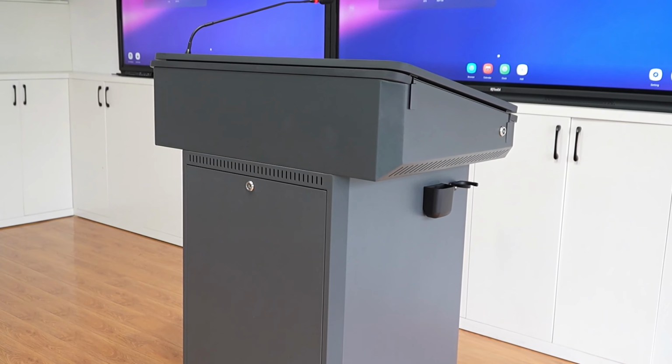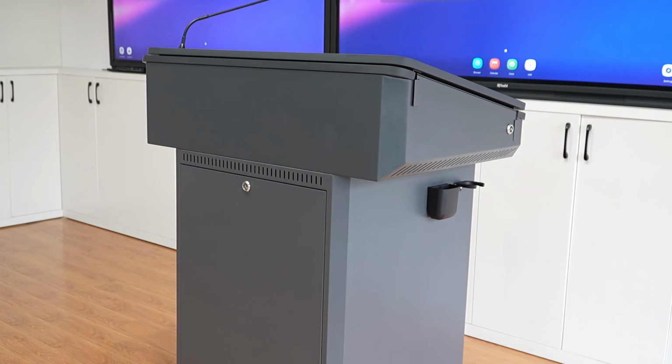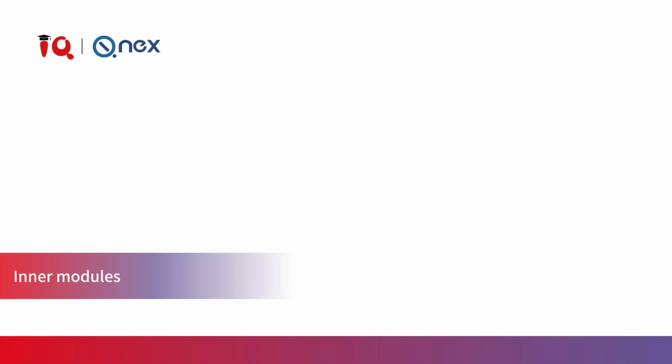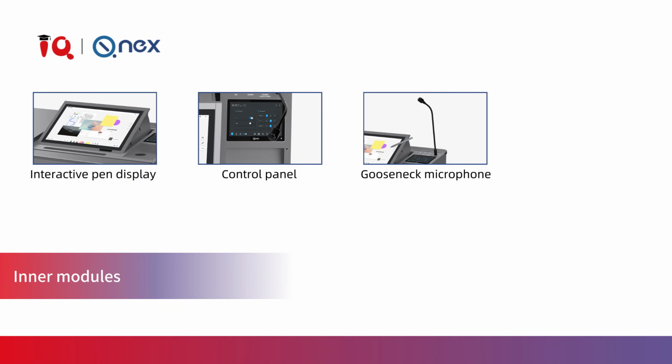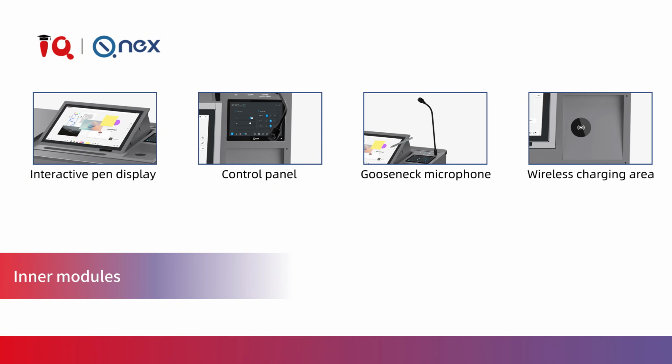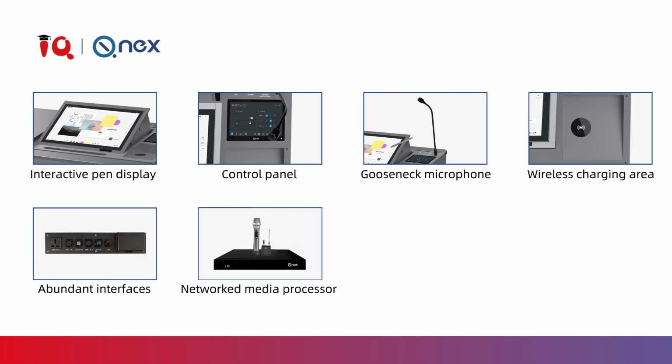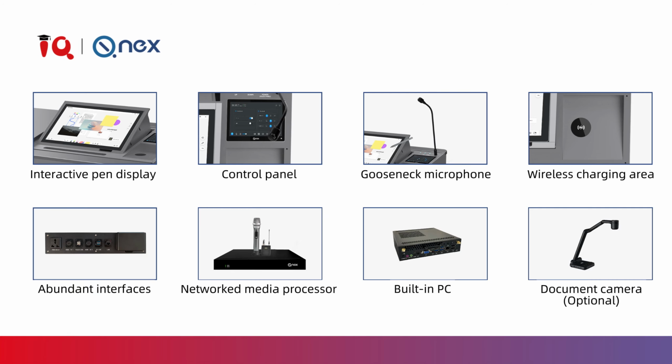Let's take a closer look at the NDP100. The NDP100 consists of an interactive pen display, control panel, gooseneck microphone, wireless charging area, abundant interfaces, networked media processor, built-in PC, and optional document camera.